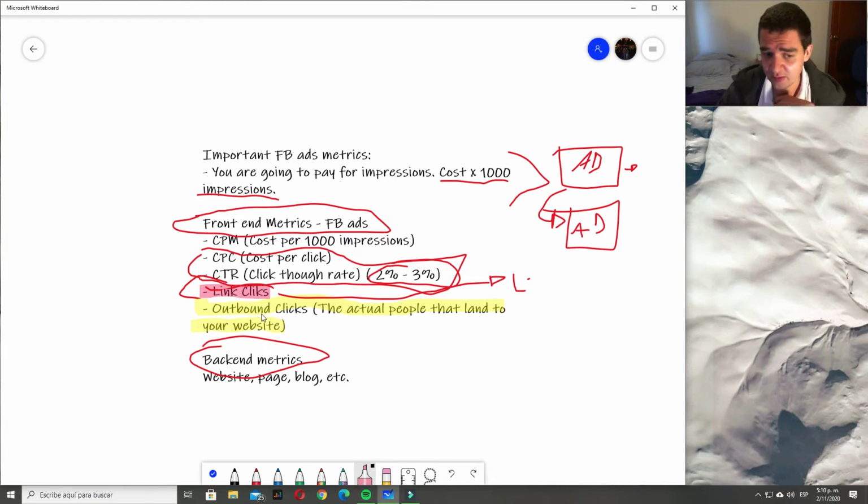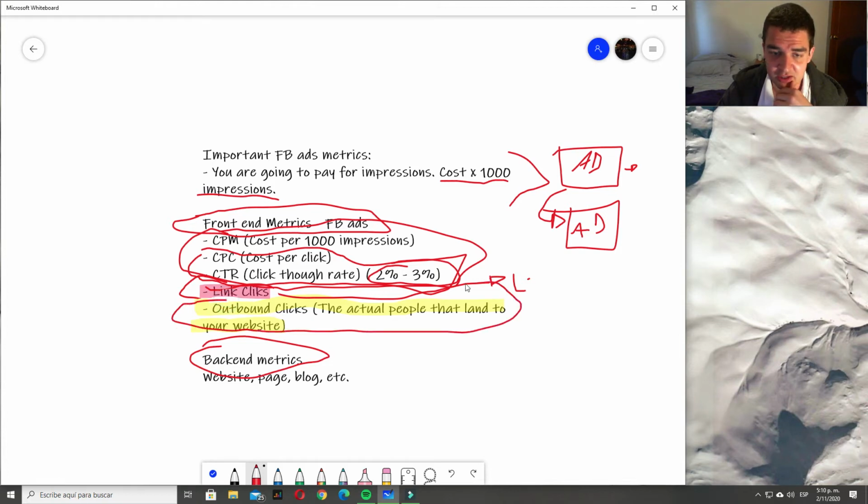From personal experience, I once had an ad that had a 6% CTR, a really low cost per click, and a really low CPM. It was working extremely well on these metrics, but it was not converting anything. When I went to see what was happening, the problem was this: people were clicking on the ad, but they were not landing on the website. I understood that because this metric, the outbound clicks, was extremely low in comparison with the link clicks that the ad was getting.